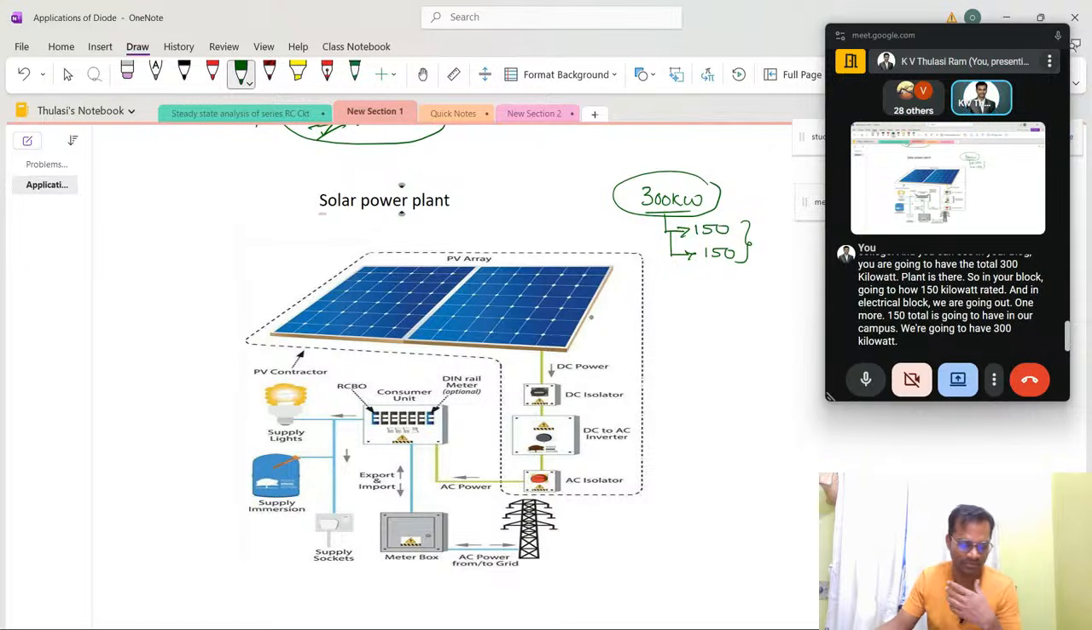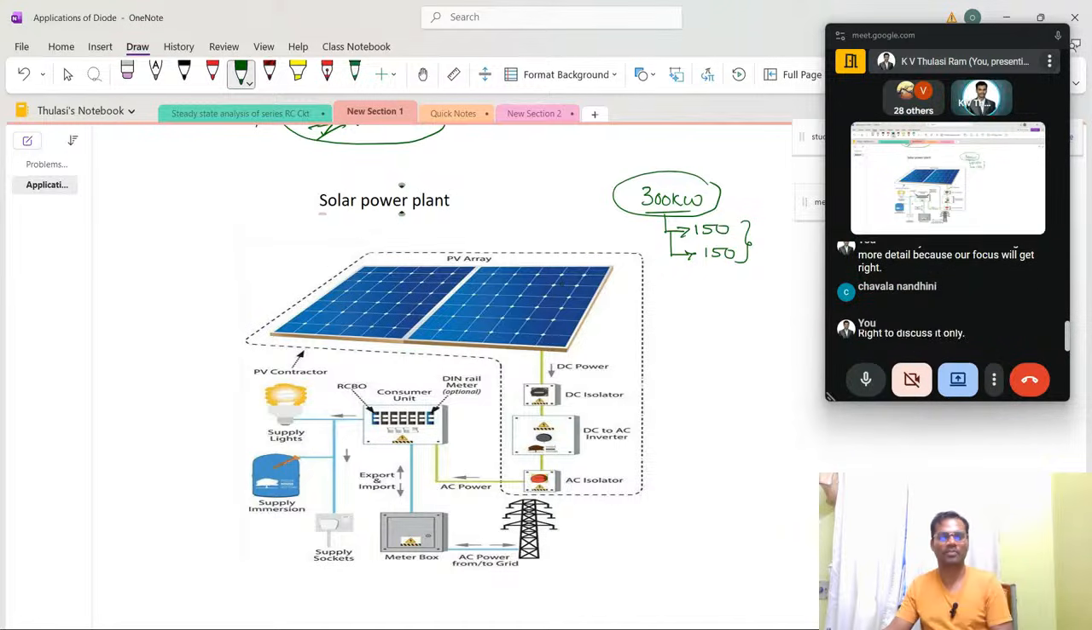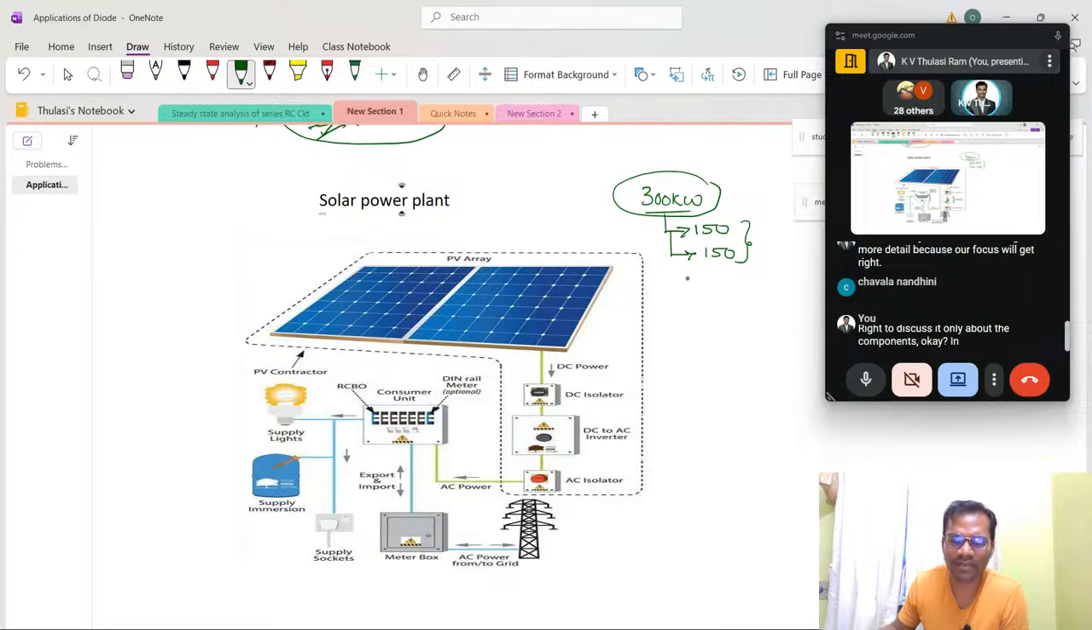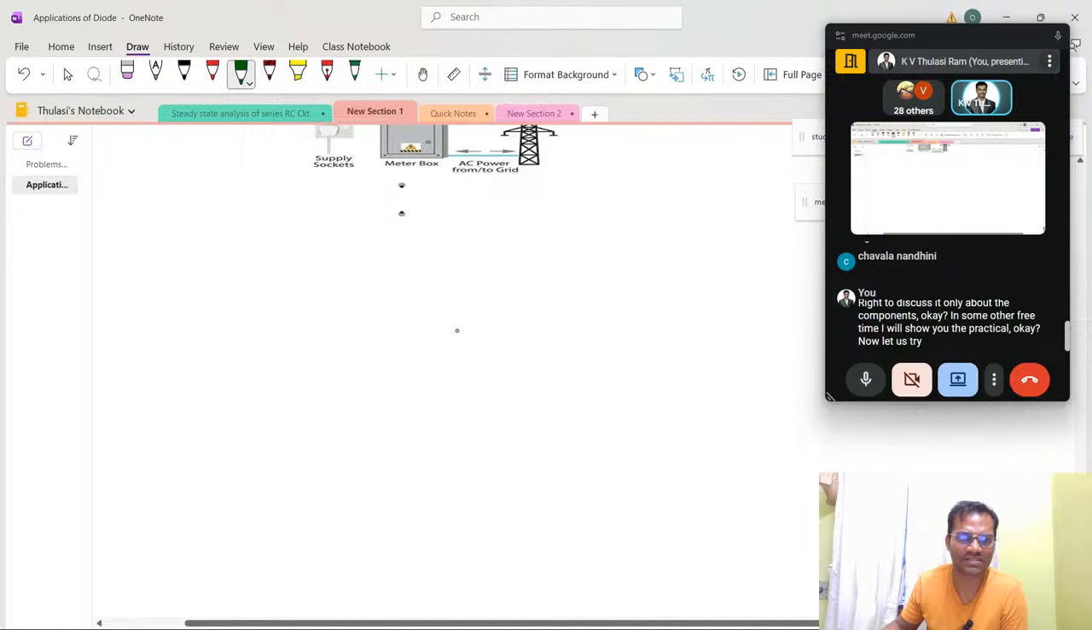I don't want to go into more detail, because our focus will get distracted. We'll try to discuss only the components. In some other free time, I will show you the practical. Now let us discuss one by one.